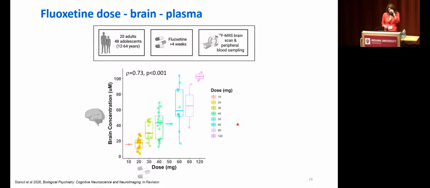So when looking at the relationship between fluoxetine dose and brain concentration, you see data from both adolescents and adults in this graph. And overall, it's a really nice tight relationship between dose and brain concentration. But what I'll draw our attention to is within any given dose category, you see at least a 3-fold variability in brain concentration. The other important factor is if you think about somebody on 30 milligrams, they may have a similar brain concentration to somebody else on 60.